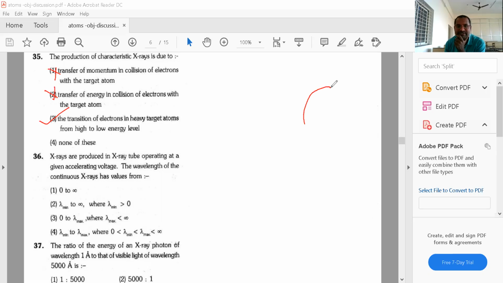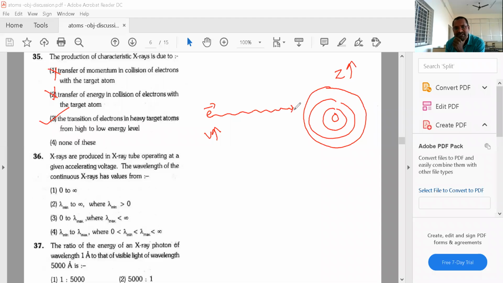See, here there is an atom whose atomic number Z is more. Then a fast moving electron, with more velocity, will come here. This is the nucleus, first orbit, second orbit, like this. It will interact with the electron in the first orbit. Let us imagine, here one vacancy will be created. This vacancy will be filled by an electron from a higher energy level. So it will radiate like this. It will jump from here to here, and due to this, radiation will be produced. That radiation is called X-ray radiation. Are you understanding? Clear? Okay?